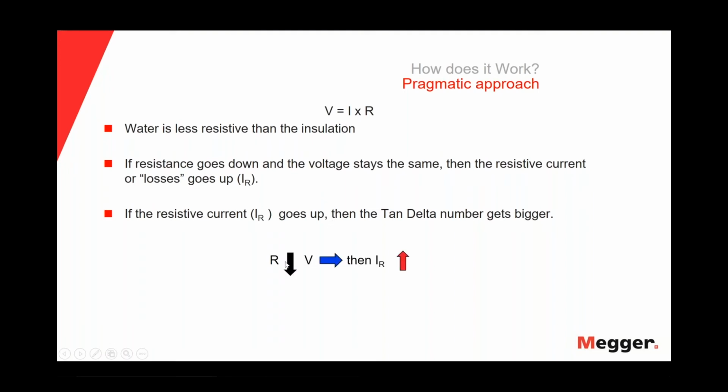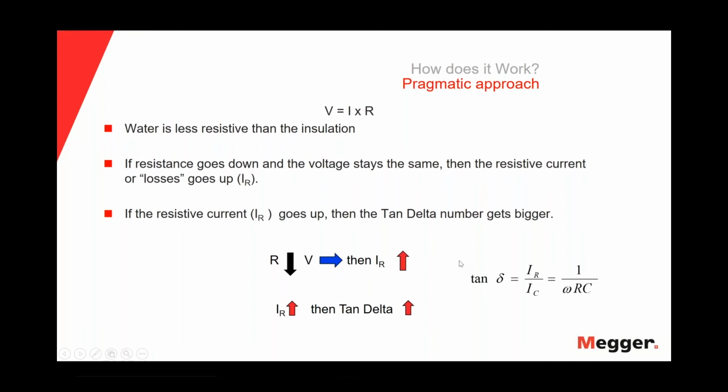And if the resistive current goes up, then the tan delta number gets bigger. Once again, if the resistance goes down and the voltage stays the same, then the resistive current will go up, and if the resistive current goes up, then the tan delta goes up. We can see very easily from this equation, one more time, if the resistive current goes up, the tan delta will go up. If the resistive current goes down, then the tan delta goes down.